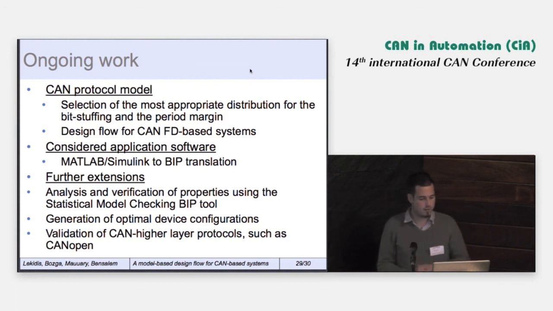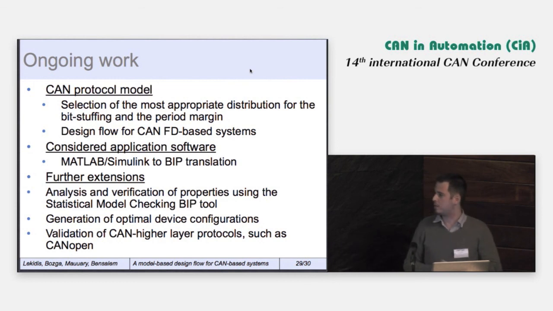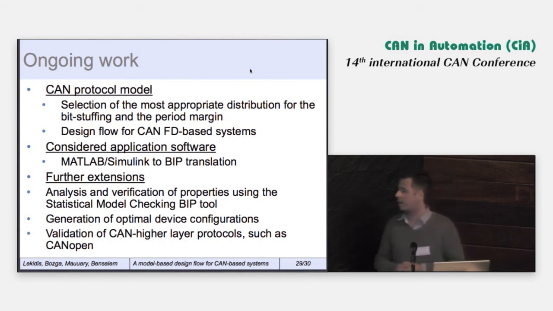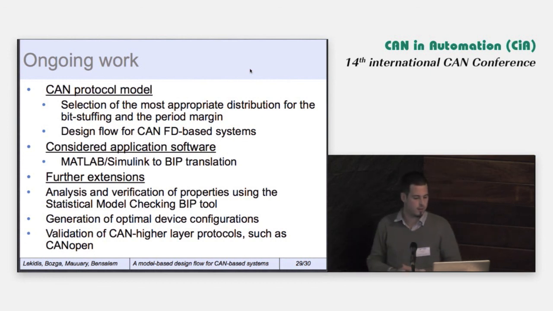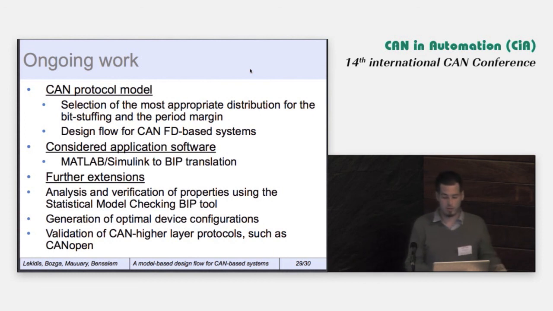We also have in BIP a translation from MATLAB Simulink models to handle more application software, and we also have several tools such as statistical model checking, where we can verify properties. We can generate optimal device configurations now, and there is a particular work that I'm working on at this point in time. It's based on CAN higher layer protocols such as CANopen, which is the most popular one.